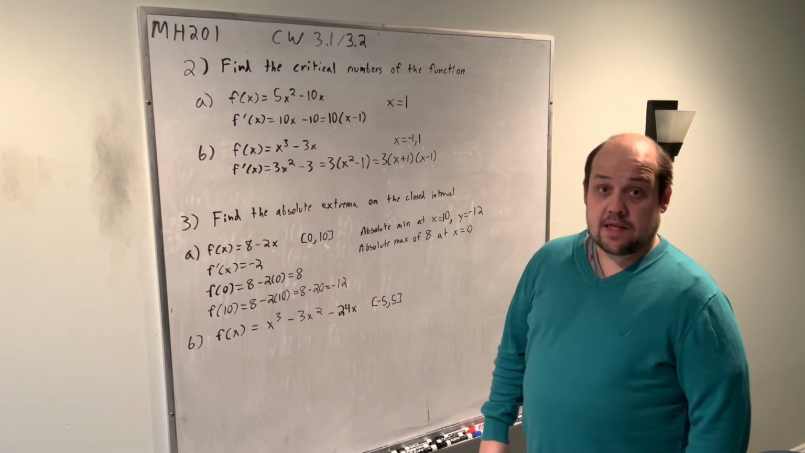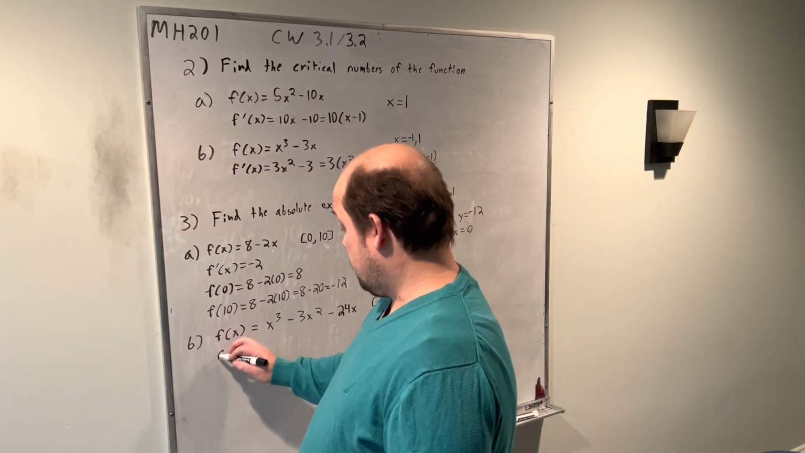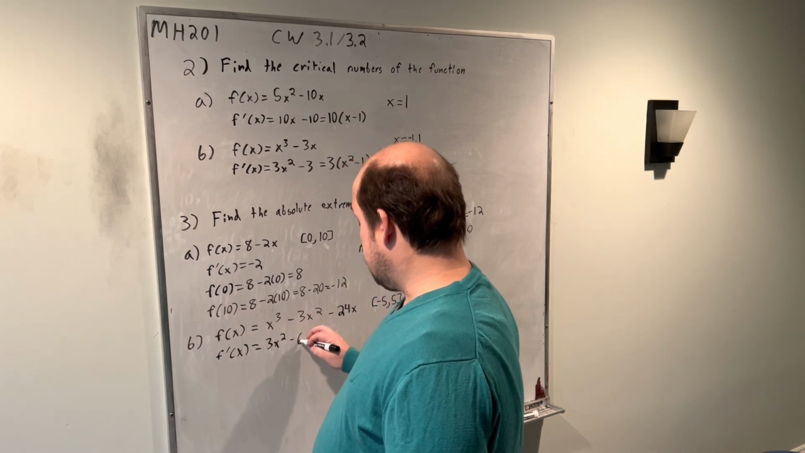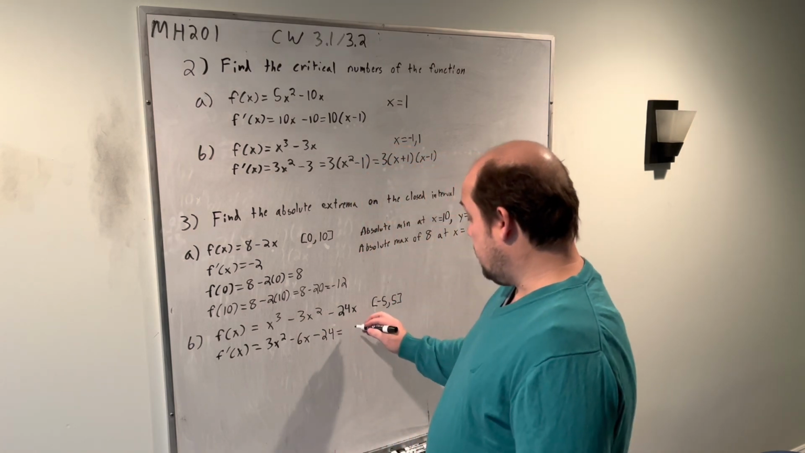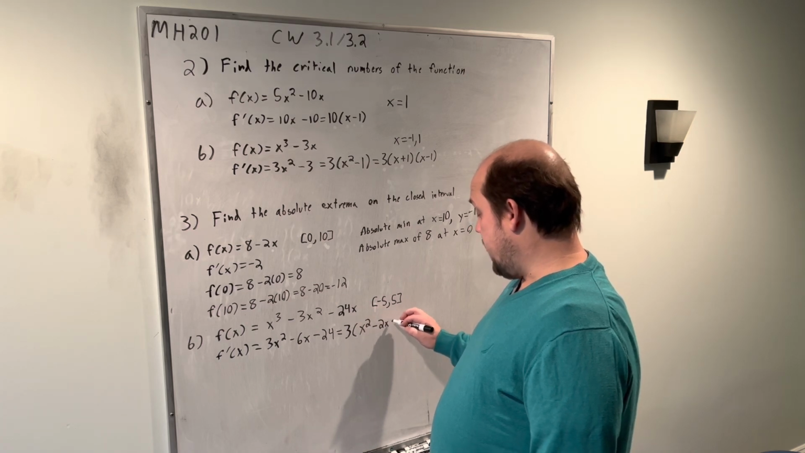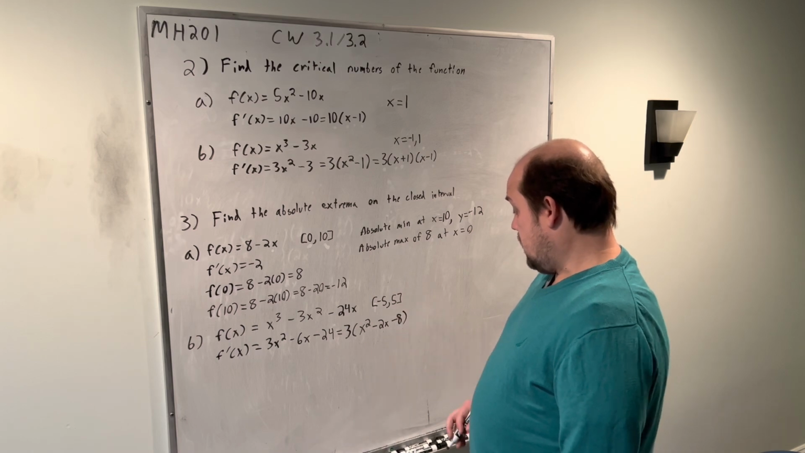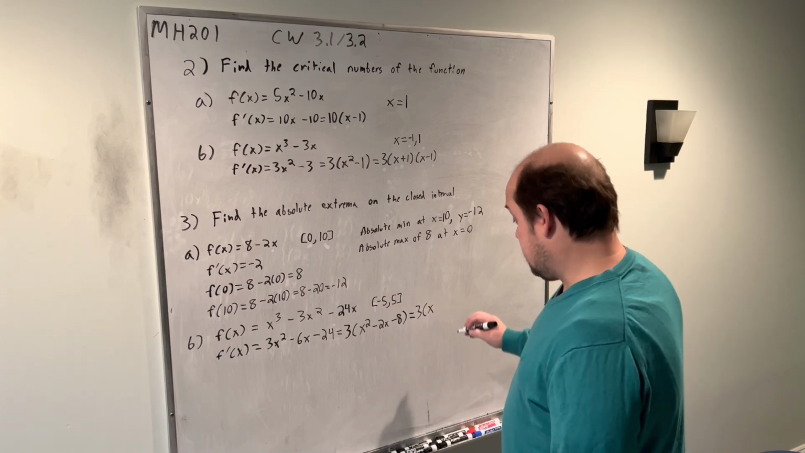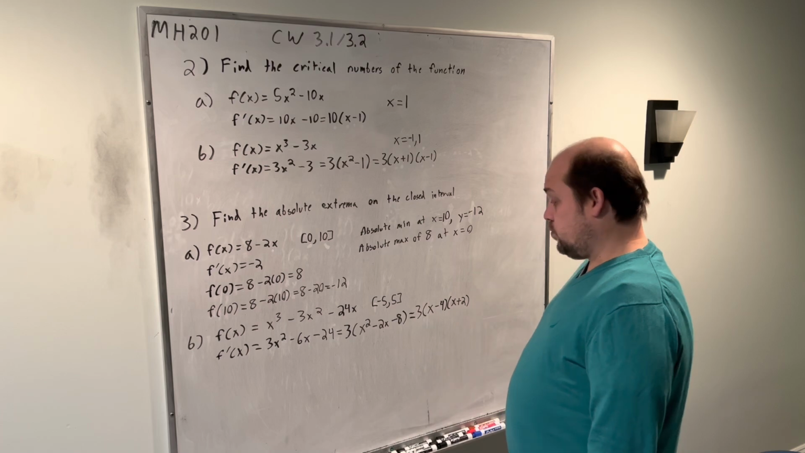For b, we're doing the same thing, except here there are going to be critical values. So when I take this derivative, f prime of x, it becomes 3x squared minus 6x minus 24. I can take a 3 out of each term. When I do that, it becomes x squared minus 2x minus 8. 8 is 2 times 4, so I can factor this as x minus 4 times x plus 2.